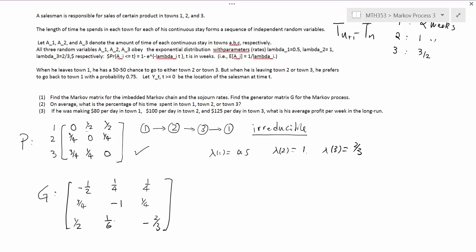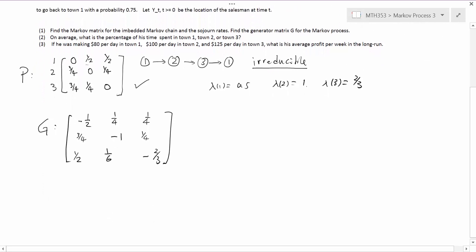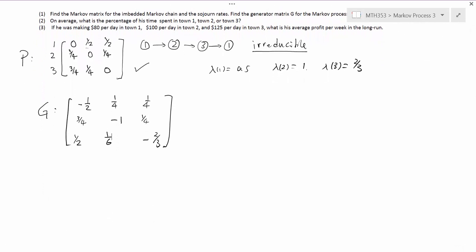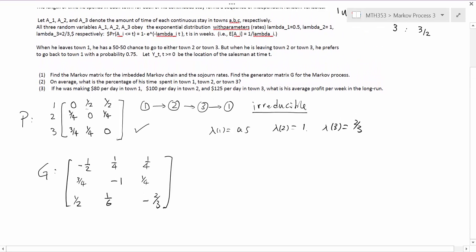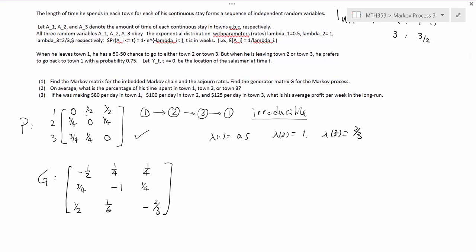And our first question is completely solved. Now let's look at the second one. It says, on average, what is the percentage of his time spent in town 1, town 2, and town 3? We already know how long on average he's going to stay in town 1, that's 2, 1, and 3/2. So we have an idea, but we also need to consider the Markov matrix over here as well. So it's a combination of these two.